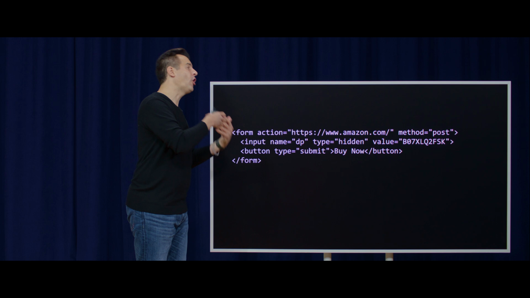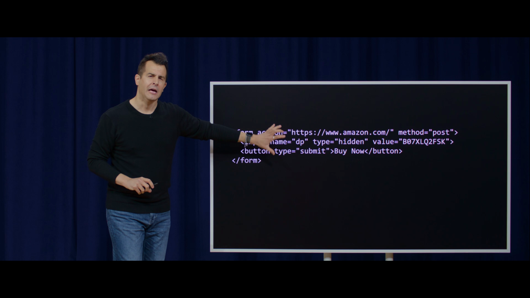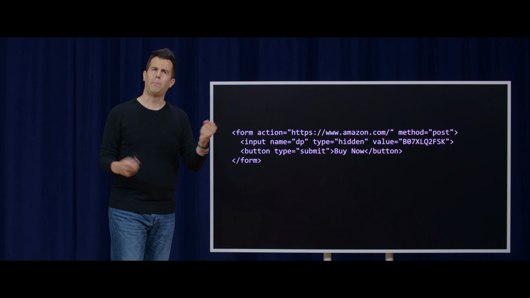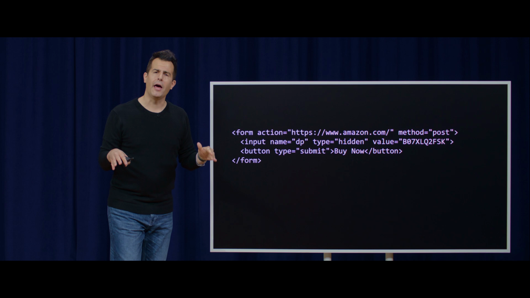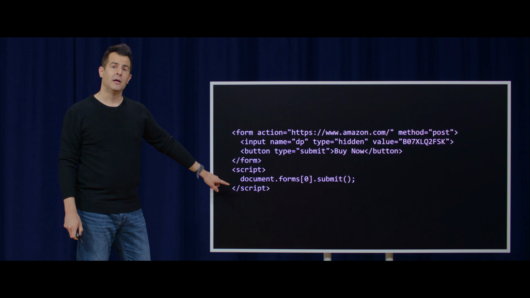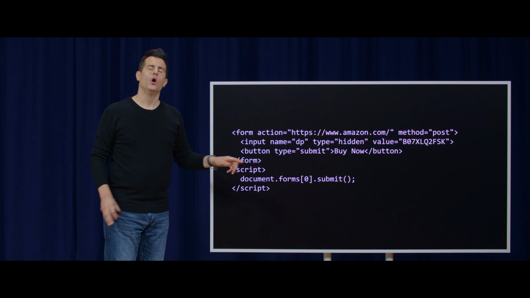So if an adversary now has this HTML in their website, they don't have to wait and hope that someone like you or me is going to come along and click the button explicitly, because that would be a little weird to click a button thinking you're going to buy something now, but it's not on the actual Amazon.com. That alone doesn't matter. If the adversary can just trick you into visiting their website, and their website contains this HTML and this additional JavaScript, they can immediately submit this form for you to Amazon without you clicking a thing.